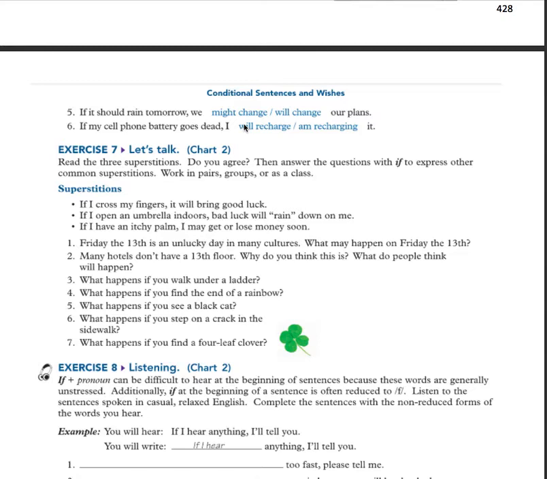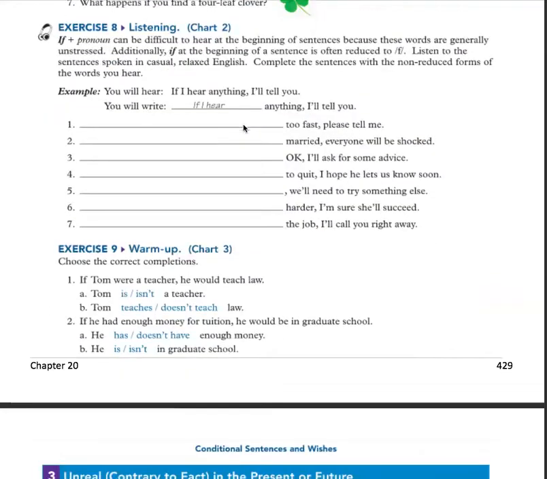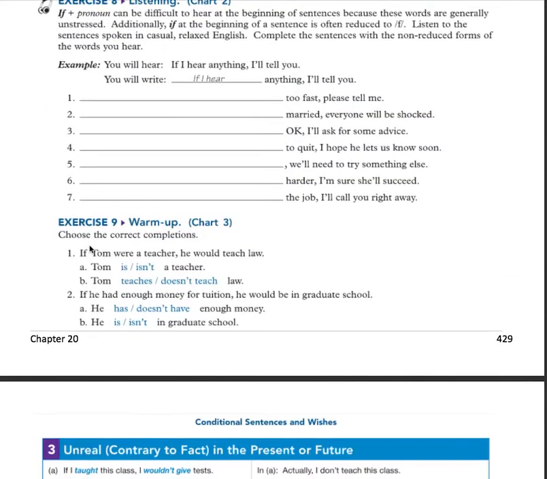We're going to skip exercise 7 and 8. Let's go to the warm-up on the bottom of page 429 to exercise 9. Choose the correct completions. Now this is a warm-up for chart 20-3. Unreal, contrary to fact, in the present or in the future. Okay?